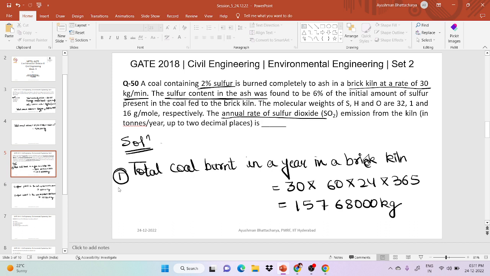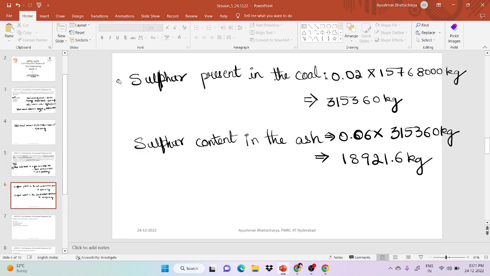Once we know the total coal burnt in a year, we calculated the sulfur present in the coal. This is the second. Then we calculated the sulfur content in the ash. This is third.